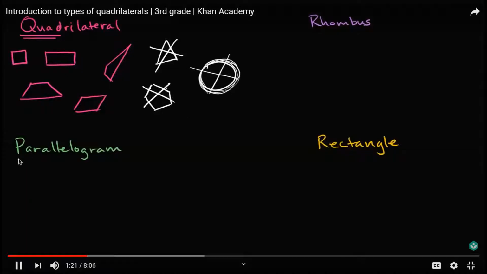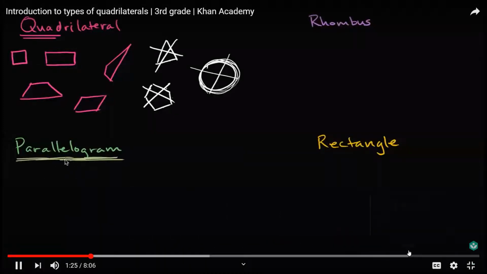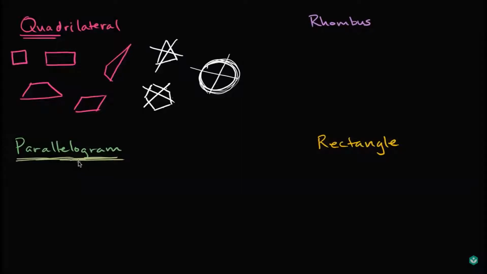So one is the parallelogram. A parallelogram is a quadrilateral where opposite sides are parallel, and parallel is just another way of saying that they're going in the same direction. So something like this would be a parallelogram. Why? Because this side is opposite to this side, and they're pointed in the same direction. If I were to draw an arrow here, those arrows are pointed in the same way. So those two sides are parallel, and these two sides right over here are parallel. So this is a parallelogram.